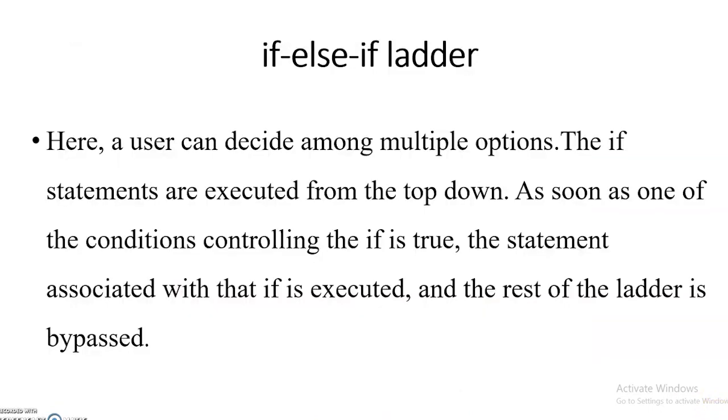Okay. Next is the else if ladder. Here, a user can decide among multiple options. The if statements are executed from top to bottom. As soon as one of the conditions controlling the if is true, the statement associated with that if is executed and the rest of the ladder is bypassed. In the else part, there is another if statement, and this if else if acts as a ladder.